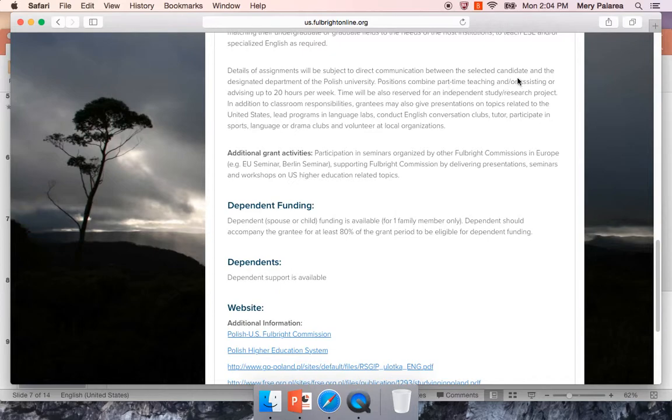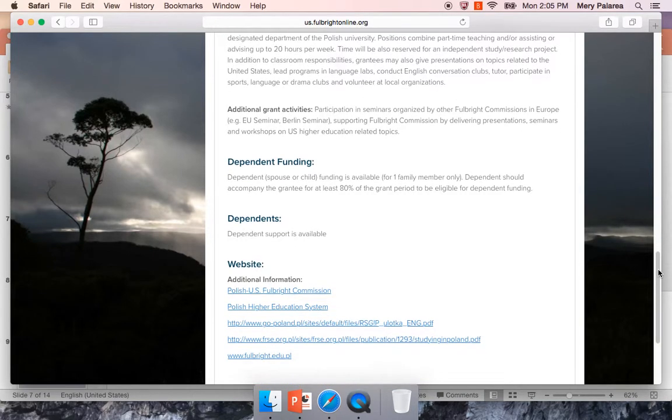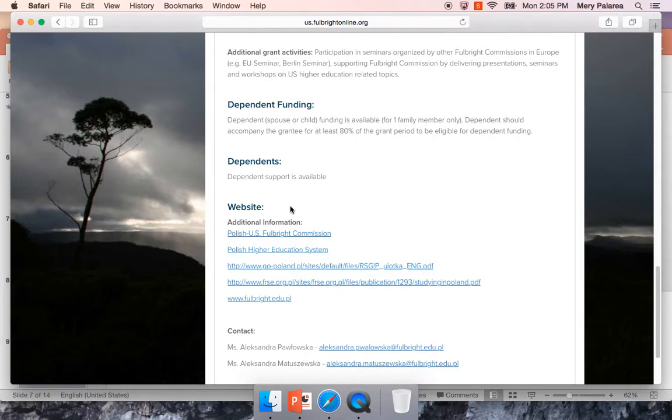Positions combine part-time teaching and/or assisting, advising up to 20 hours per week. Time will also be reserved for a side independent research project. So this means you are encouraged to, and will be required to, do some sort of culturally immersive, volunteer, language learning, or a small independent research project on the side while you are there in Poland. In addition to classroom responsibilities where you will be assisting and advising a full-time teacher, you will also be asked to give some presentations on topics related to the United States, lead programs in language labs, conduct conversation clubs, tutor, participate in sports, drama, etc. They will help support a dependent, and they have some other websites available and 2 different contacts.